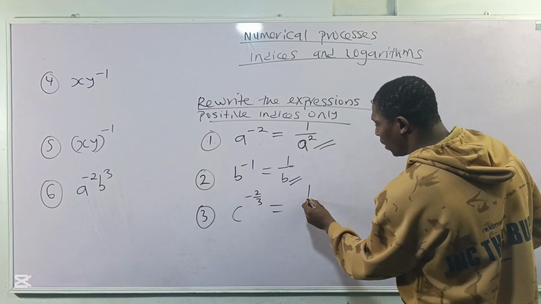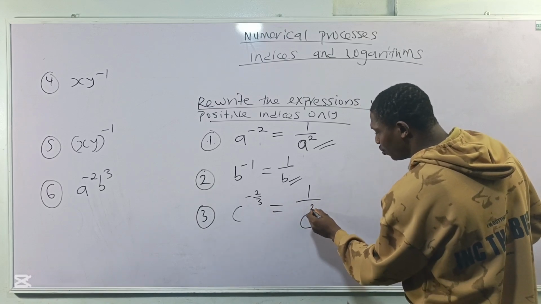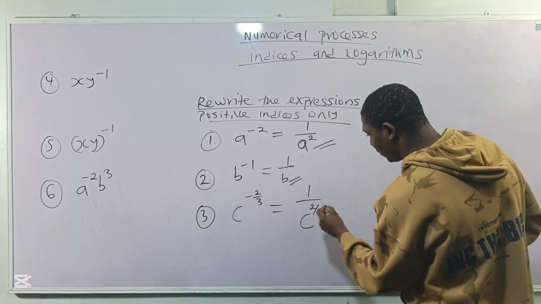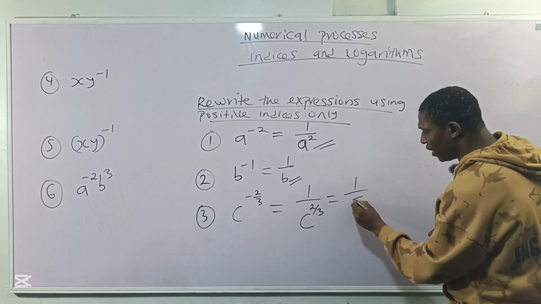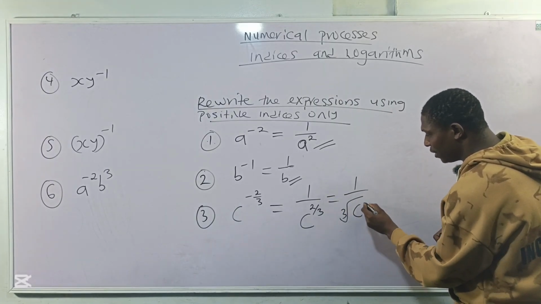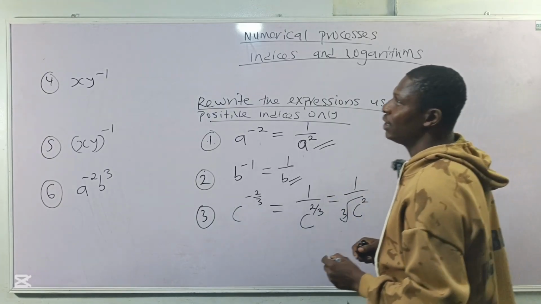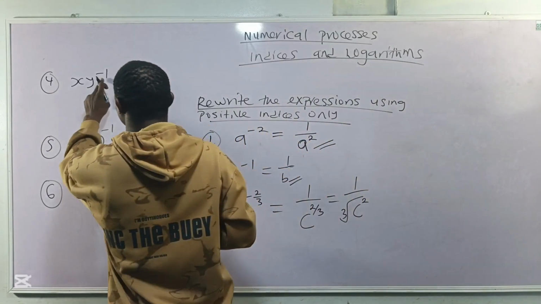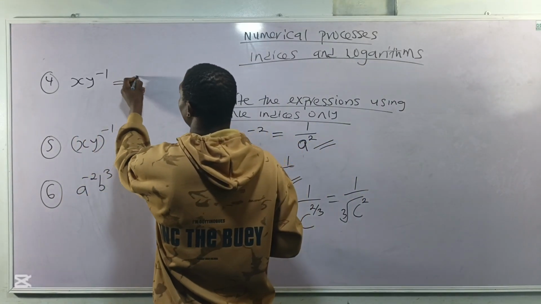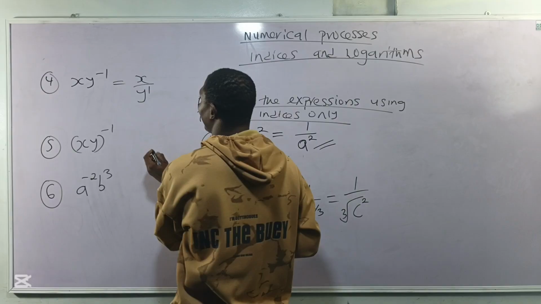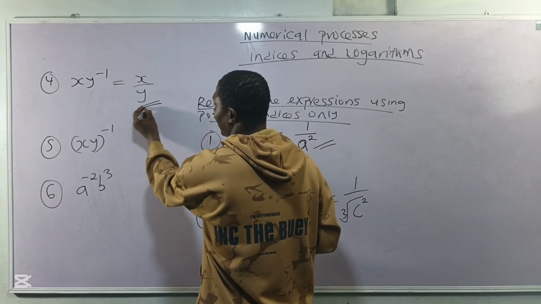This I'll simply have 1 all over c raised to power 2 over 3 to remove my negative sign, which is the same as 1 all over the third root of c raised to power 2. The fourth, this negative 1 is affecting only the y, so I'll simply have x over y raised to power 1, which is the same thing as x over y as my answer.